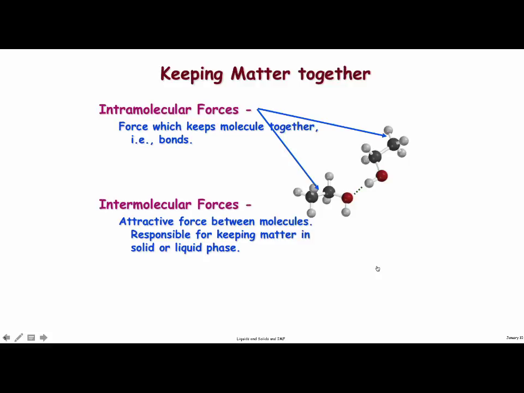Intermolecular forces, however, are the attractive forces from one chemical to the others, and this is responsible for the phases of matter. So if you have one water molecule being attracted to another water molecule, or in this illustration, one ethanol molecule being attracted to another ethanol molecule, then that's called intermolecular force. And there are several types of intermolecular force that we will be looking at in this chapter.